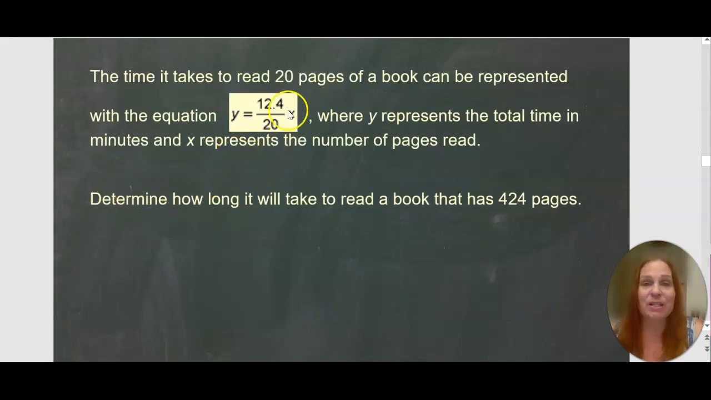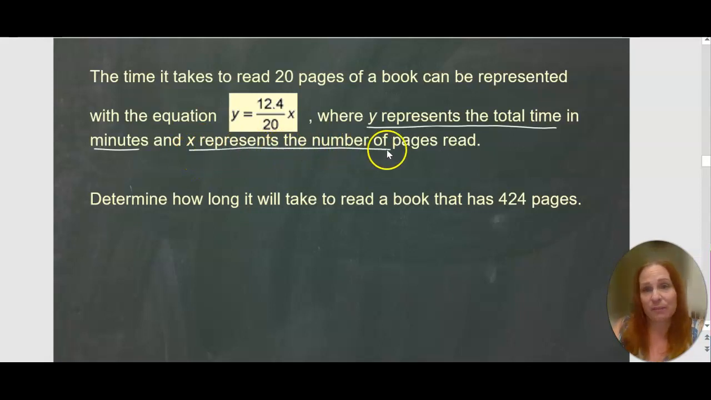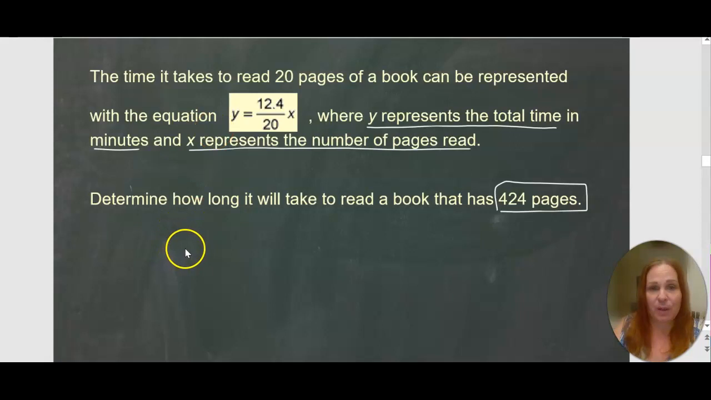The time it takes to read 20 pages of a book can be represented with this equation, where y is the total time in minutes, and x is the number of pages read. Determine how long it will take to read a book that has 424 pages. So I'm going to write my equation. I'm going to write y equals 12.4 over 20 times x.